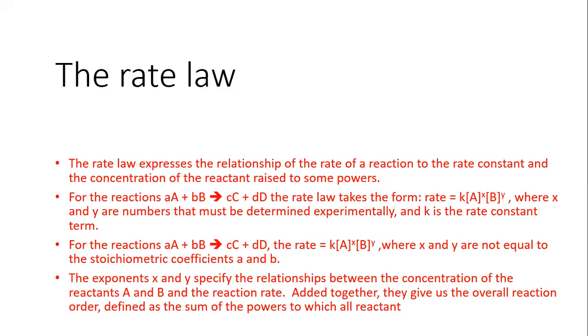For the reaction where a molecules of A react with b molecules of B, producing c molecules of C and d molecules of D, the rate is given as k[A]^x [B]^y, where x and y are not equal to the stoichiometric coefficients small a and small b.